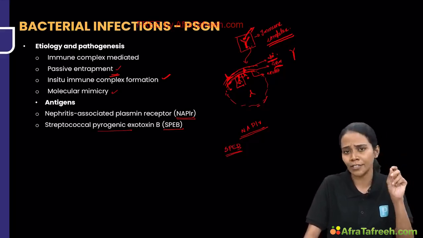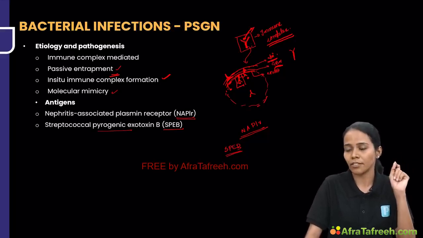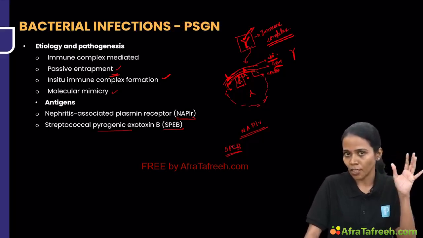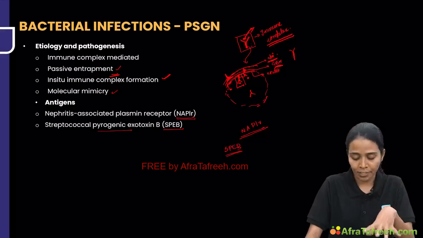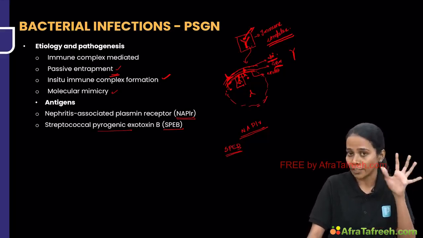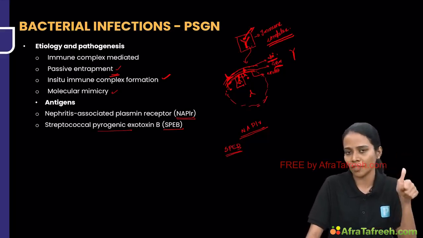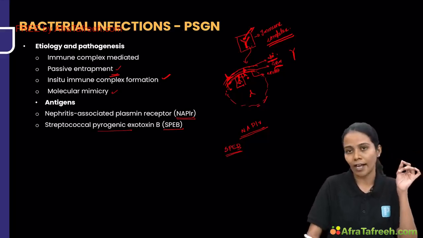Now, which are these antigens? There are two important antigens. One is nephritis associated plasminogen receptor. Okay, so it is associated with glomerulonephritis, that is NA. And plasmin receptor is important. It's a receptor which the antigen binds to, activates complements. Okay, so that is the first. Second is streptococcal pyrogenic exotoxin B. So this is the second antigen.